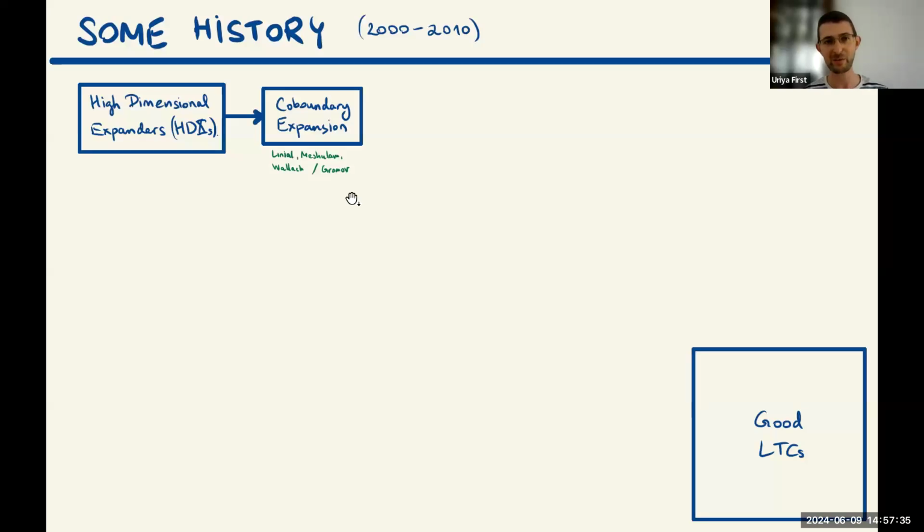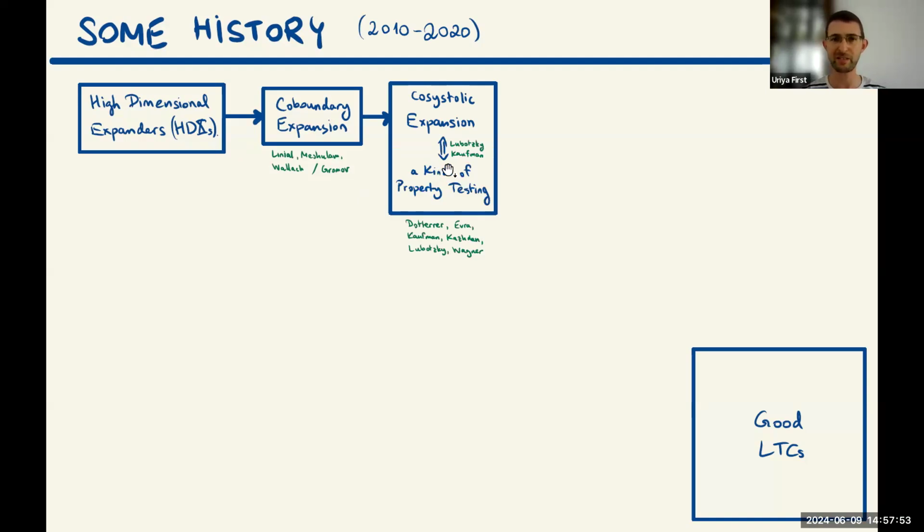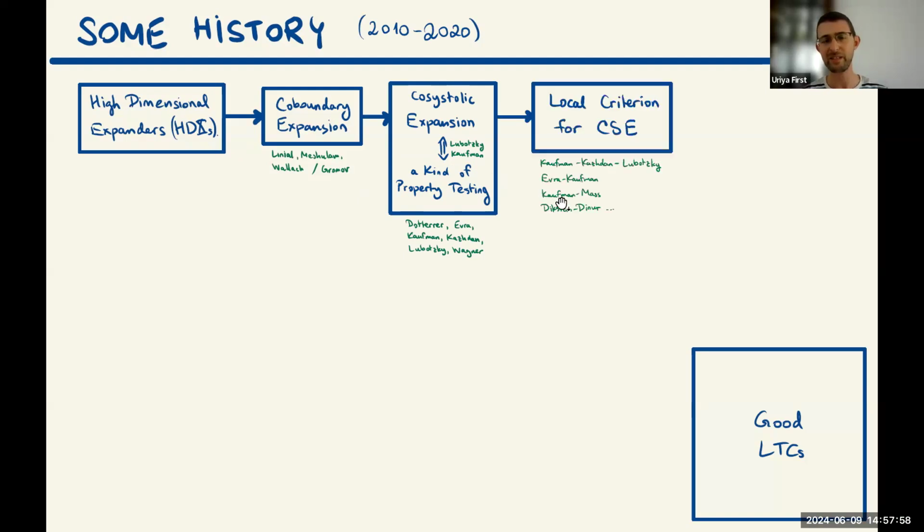When they studied it, they wanted to extend the reach of those techniques. This is how they came up with cosystolic expansion. Coboundary expansion is quite rare. Cosystolic expansion is more common, and it was presented as a relaxation of coboundary expansion. It was quickly observed by Lubotzky and Kaufman that cosystolic expansion is really a kind of property testing. And roughly at the same time, there were a bunch of works that gave effective criteria for constructing cosystolic expanders. I've listed some of them below. So this is a kind of property testing.